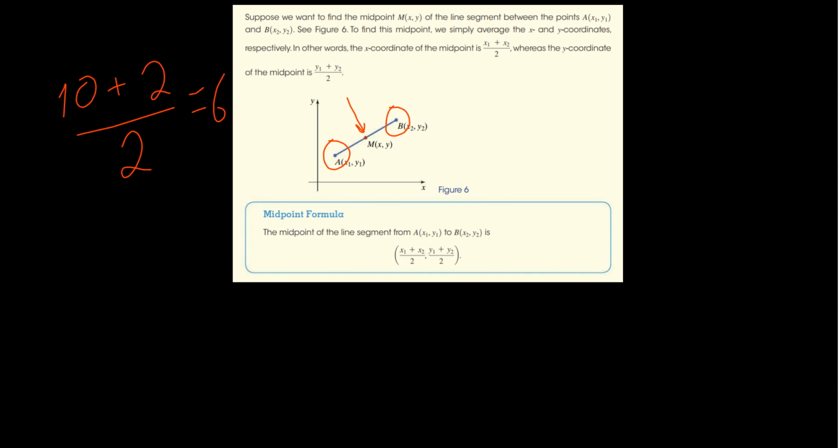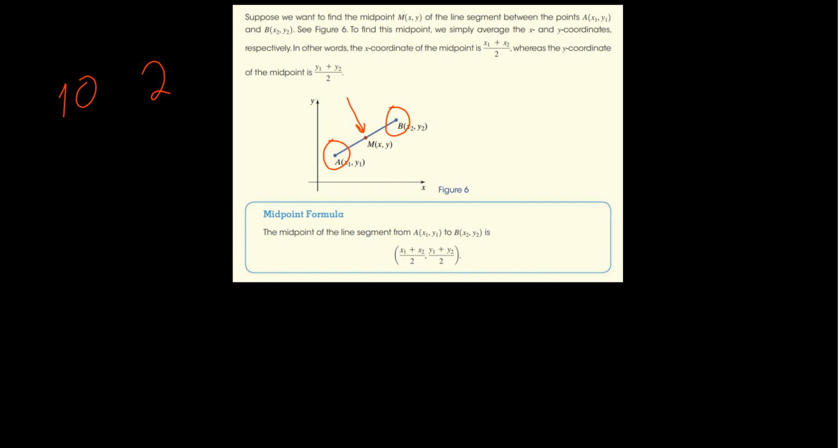And you can also say that 6 is in the middle of 10 and 2. If I go down 4 from 10, I get the 6, and if I go up 4 from 2, I get the 6. So 6 is the average, but it's also the midpoint. It's also in the middle of it. And that's what the midpoint formula is.